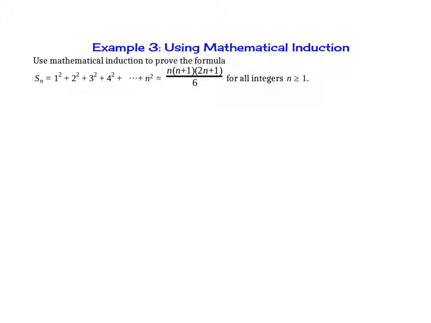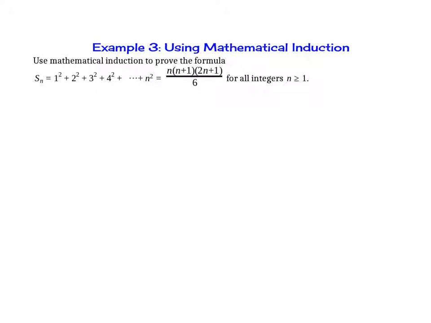Let's try another example using mathematical induction. So use mathematical induction to prove this formula: S sub n equals 1 squared plus 2 squared plus 3 squared plus 4 squared plus ... plus n squared equals n times n plus 1 times 2n plus 1 over 6 for all integers n greater than or equal to 1.